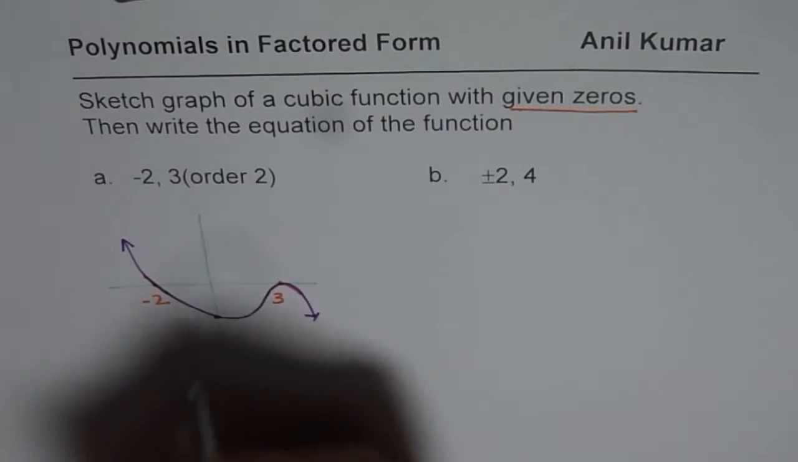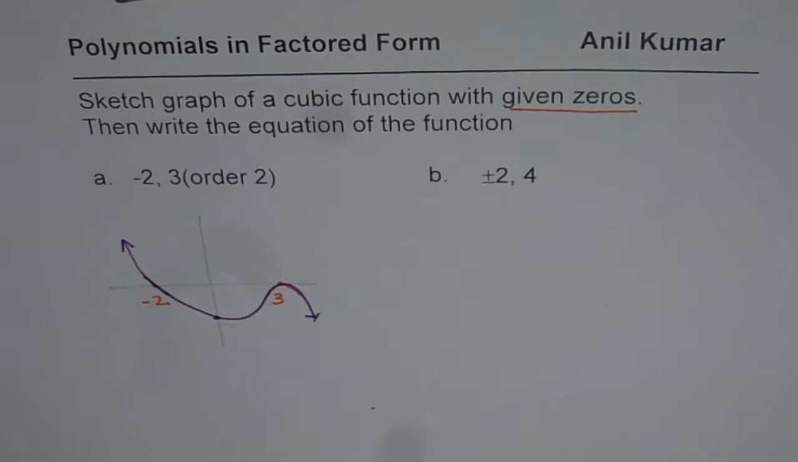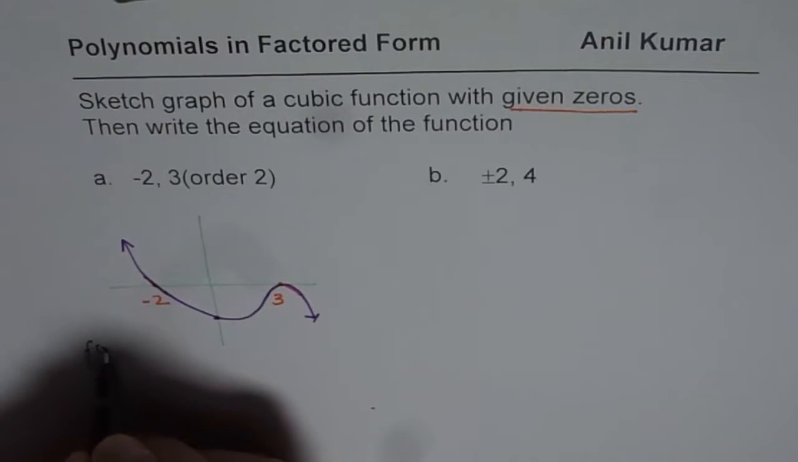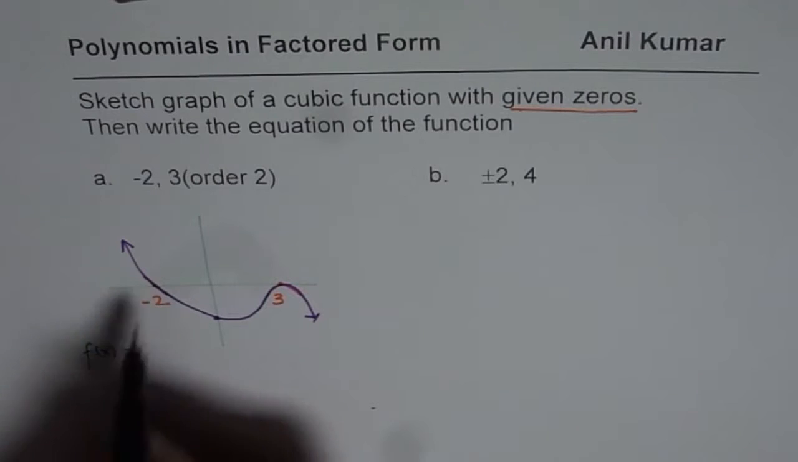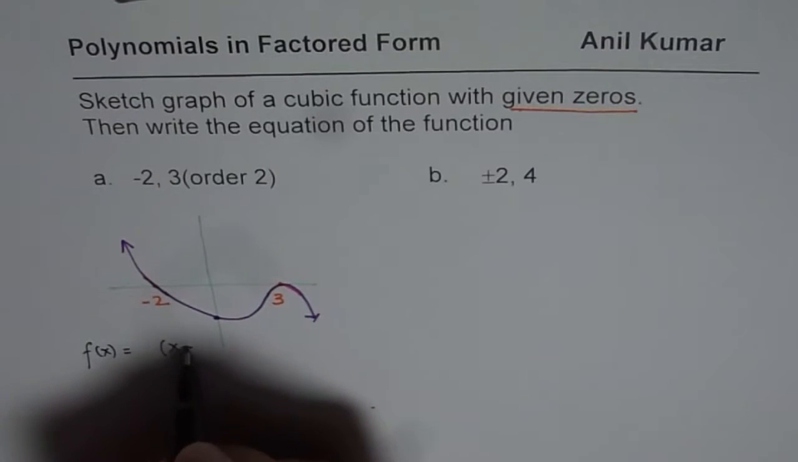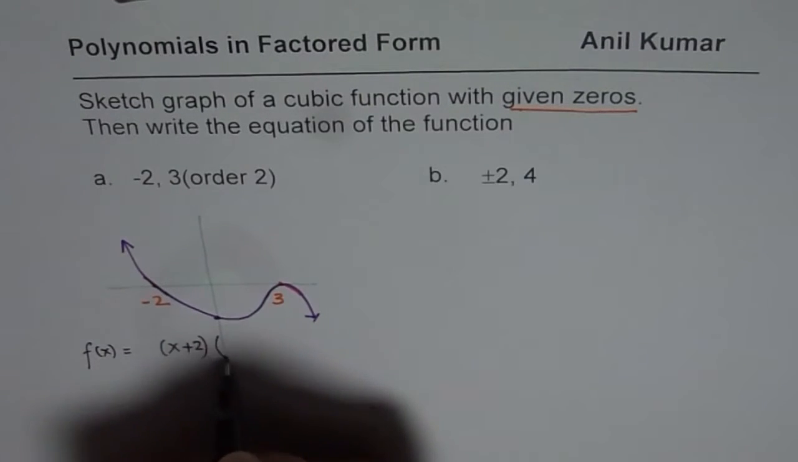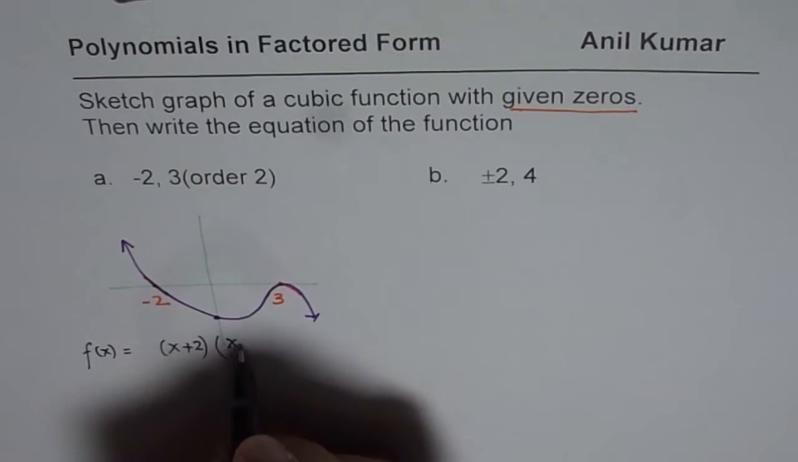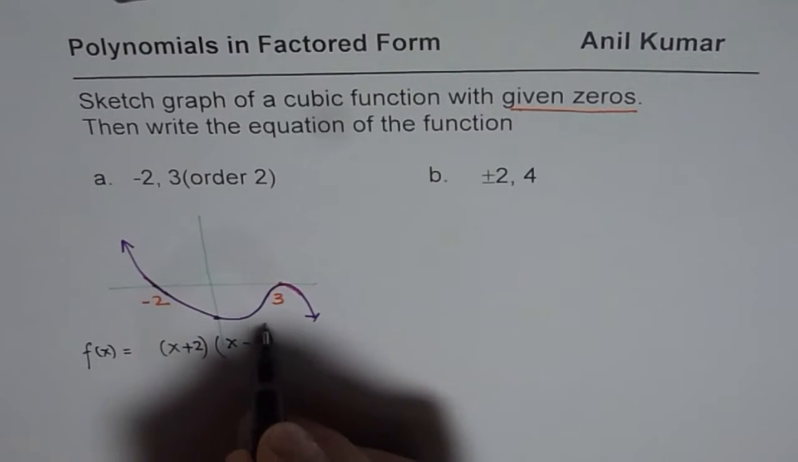Now we need to write the equation. To write the equation, let's begin by saying f of x is equal to, the first factor is linear, we'll write x plus 2. So that is the linear factor. The other one is x minus 3, the zero of order 2.